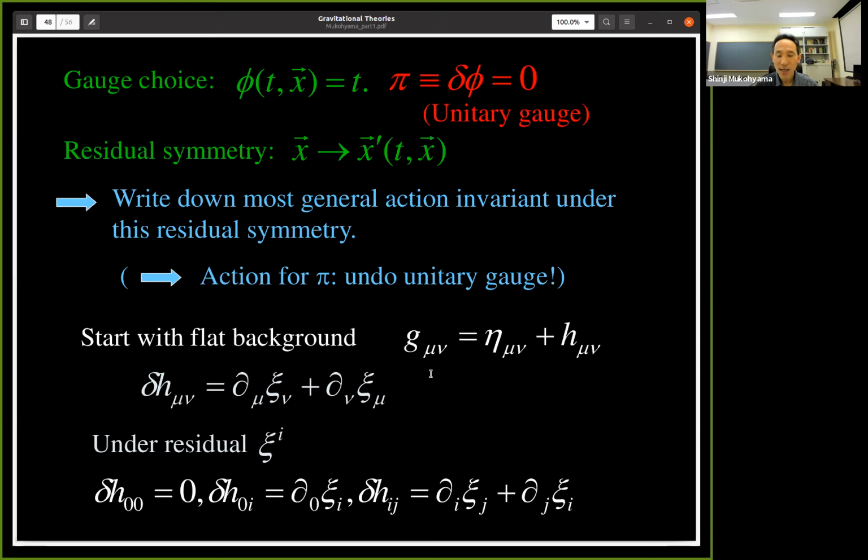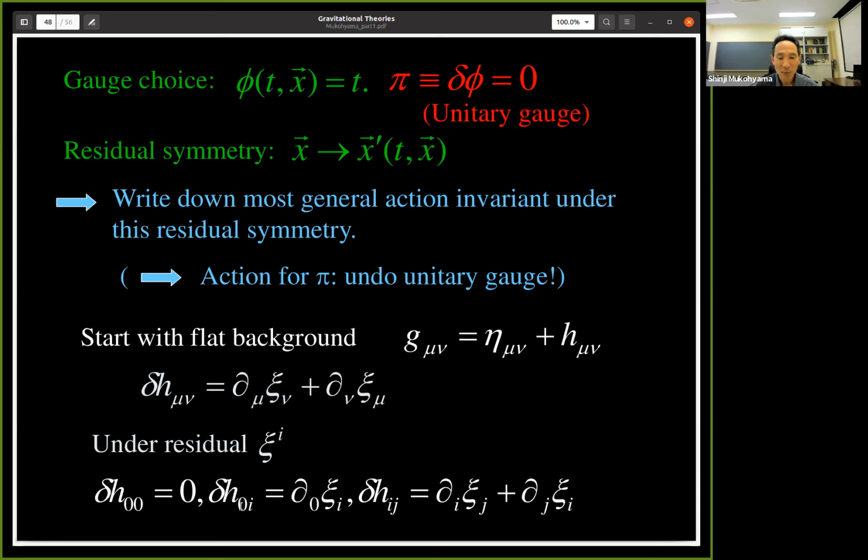We know that the metric perturbation h_μν, around the Minkowski metric, transforms like this under a space-time diffeomorphism, where ξ^μ is a vector. This residual symmetry is generated by the spatial components. So we just consider ξ^i, but we set ξ^0 to be 0. So h_00 does not transform, because ξ^0 is 0. So this is invariant.